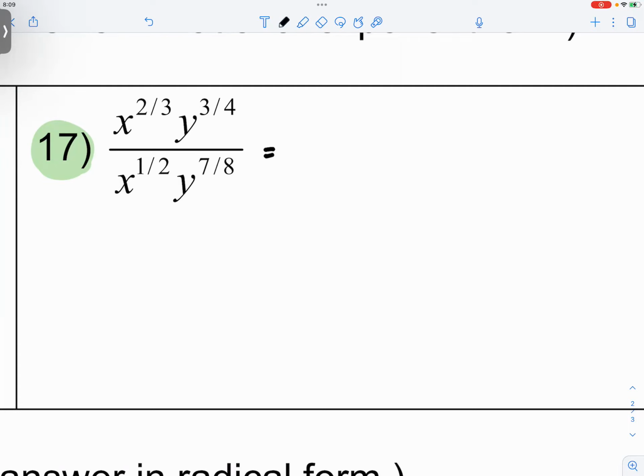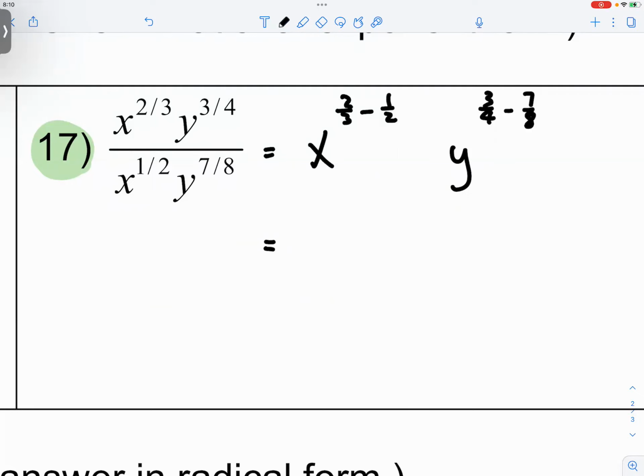Now, I didn't go over this earlier. So when you're dividing, what do you do with the exponents? You're subtracting, okay? So that means we have x to the 2/3 minus 1/2 power, and y to the 3/4 minus 7/8 power. Okay? That's gonna be interesting.